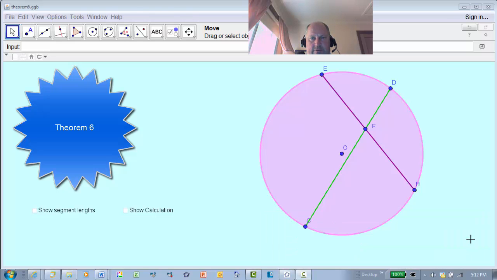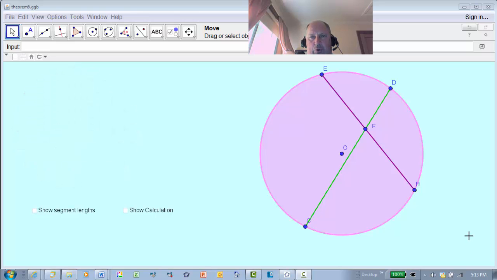This is circle theorem number 6. This theorem is about when two chords cross each other. You can see in the diagram here I've got two chords, one EB and one DC, and they intersect at the point F. So the purple chord and the green chord. And this theorem here relates to the lengths of the chords when they're split.